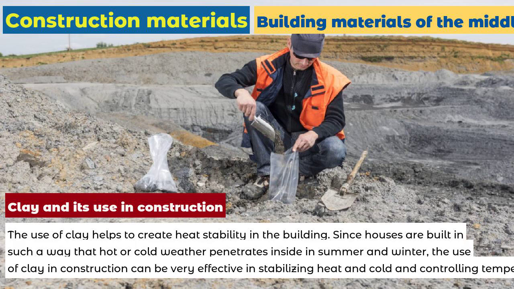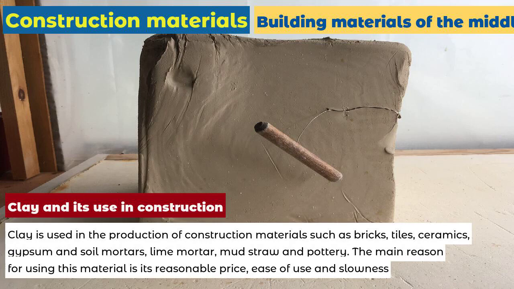Since houses are built in such a way that hot or cold weather penetrates inside in summer and winter, the use of clay in construction can be very effective in stabilizing heat and cold and controlling temperature. Clay is used in the production of construction materials such as bricks, tiles, ceramics, gypsum and soil mortars, lime mortar, mud straw and pottery. The main reason for using this material is its reasonable price, ease of use and slowness.